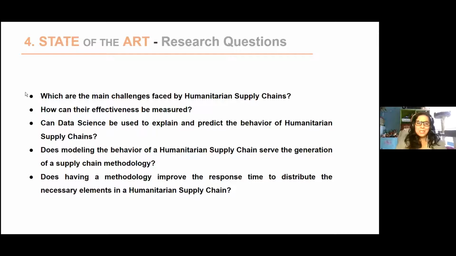So my research questions are: which are the main challenges? How can effectiveness be measured? And can data science be used to explain and predict the behavior of the humanitarian supply chains?